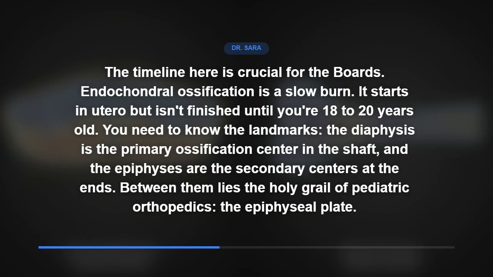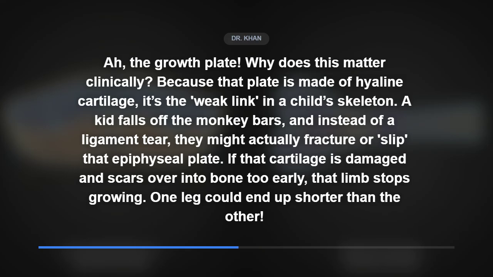The timeline here is crucial for the boards. Endochondral ossification is a slow burn. It starts in utero but isn't finished until you're 18 to 20 years old. You need to know the landmarks. The diaphysis is the primary ossification center in the shaft, and the epiphyses are the secondary centers at the ends. Between them lies the holy grail of pediatric orthopedics, the epiphyseal plate.